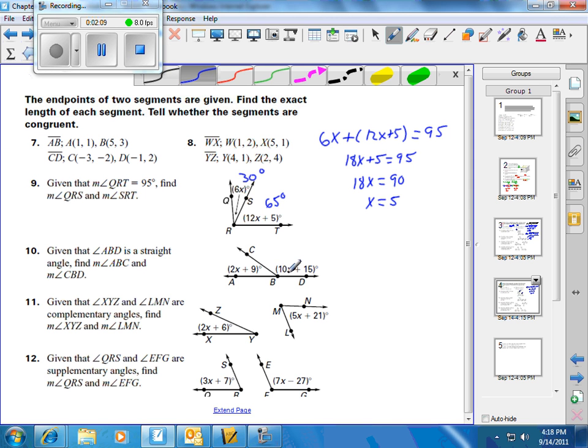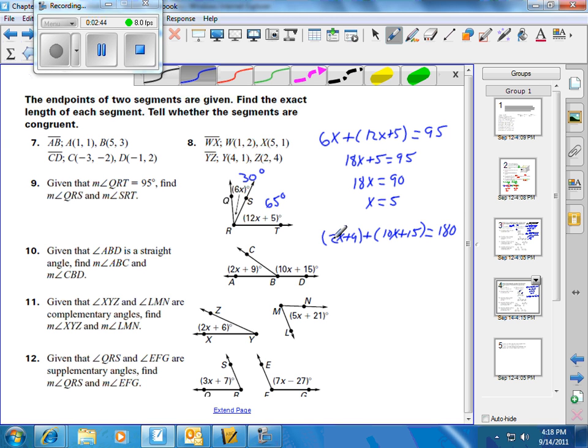Looking at number 10, it's given that angle ABD is a straight angle. So these two angles together make up 180. They're supplementary. Find the measure of angle ABC and CBD. So these are the expressions that represent the angle measurements. And these two angles are supplementary, so these two expressions must add up to 180. So we can use that to set up an equation and solve for x and then get the angle measurements. So 2x plus 9 plus 10x plus 15 has to equal, again, 180.